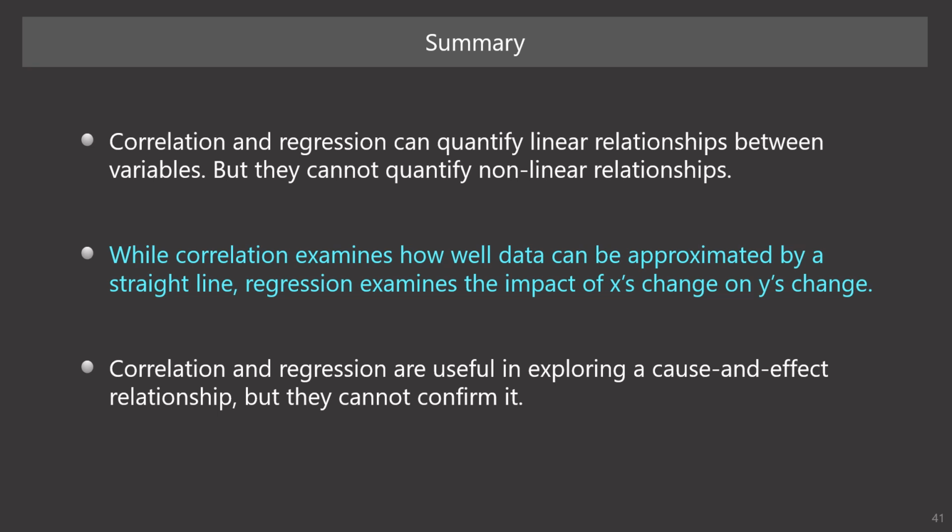Correlation analysis and regression analysis are similar, but they are different. Correlation analysis examines the degree to which data can be approximated by a straight line. Regression analysis examines the degree to which the x's change impacts the y's change. Both correlation and regression analysis are useful in exploring cause and effect relationships between variables. However, we should know that both correlation and regression do not confirm a causal relationship.